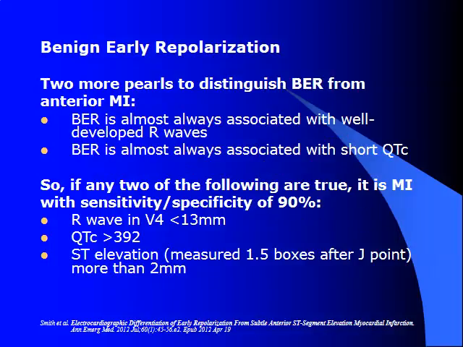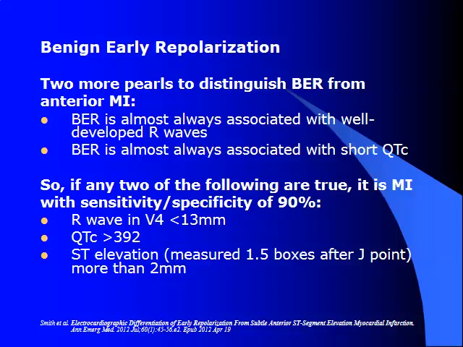A couple more little side notes to help you distinguish benign early repole from anterior MI. Benign early repole is generally associated with a well-developed R wave, and BER is almost always associated with a short QT. So if any of the following are true, it is very highly sensitive and specific for an MI: an R wave in V4 of less than 13 millimeters, a QT segment greater than 392 milliseconds, or ST elevation greater than 2 millimeters measured 1.5 boxes after the J point.